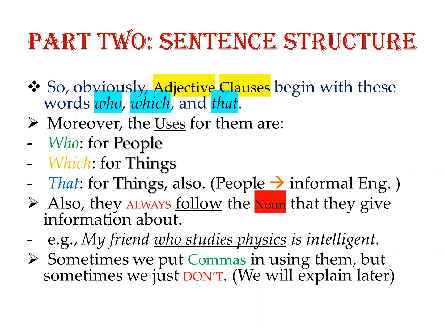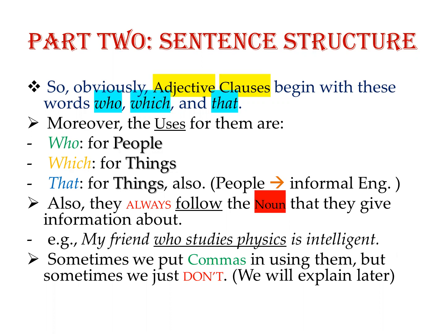Because they act like adjectives, they have to follow the noun that they give information about. Because of this, they always come after the noun, whether this information was necessary or extra information. For example, my friend, this is the noun, who studies physics is intelligent. As you can see, who studies physics is the adjective clause, and it followed the noun it gave information about. So it always follows the noun.